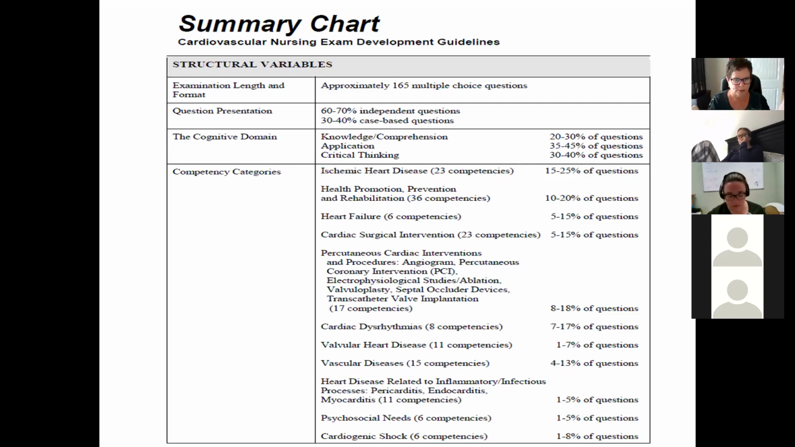With a knowledge question, you look at VFib and you say, oh, that's easy, VFib. But pay attention to how they describe the arrhythmia. They might also add in some hemodynamic component to help you discern whether the patient's stable or unstable.